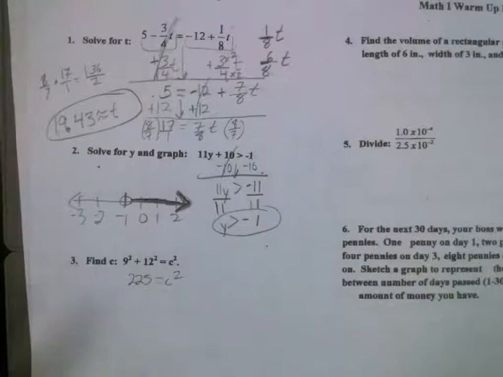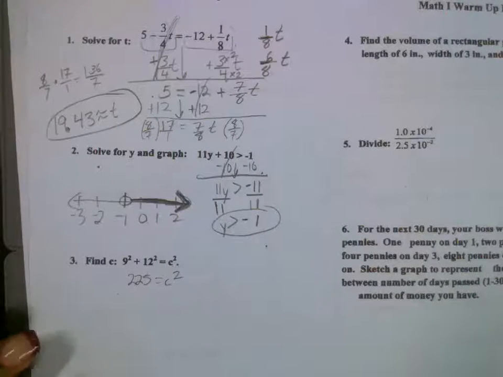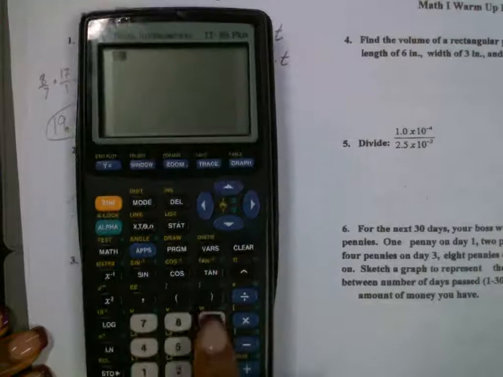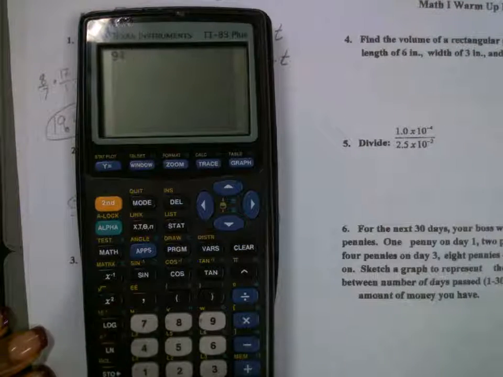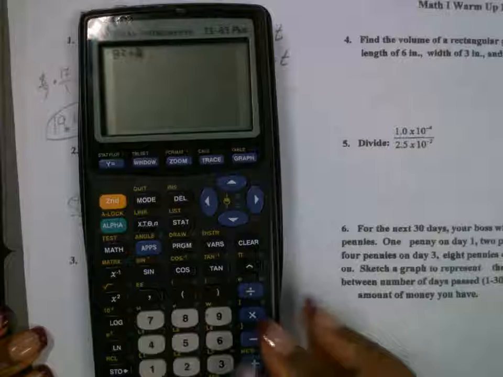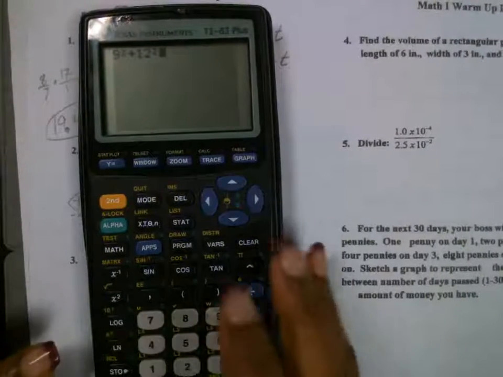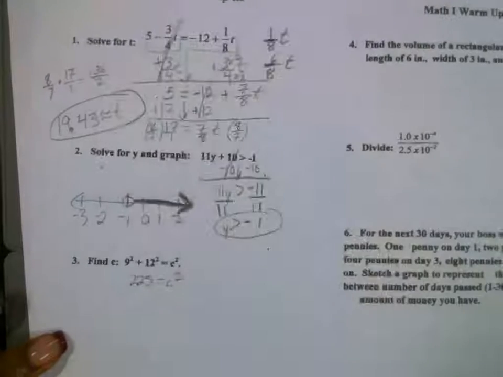Now how do we solve a problem that looks like that? How do you get C by itself? The 9 squared, the 9 is right here, and then squared is right here. And then plus 12, and then squared is right here. Got it? Okay.